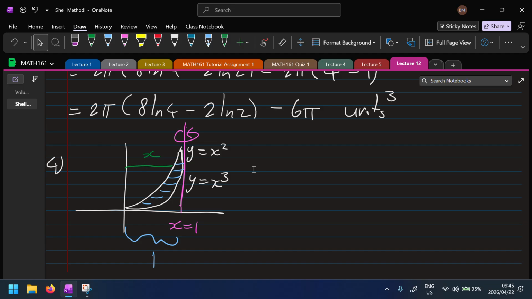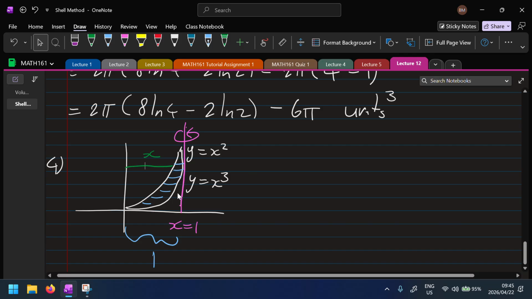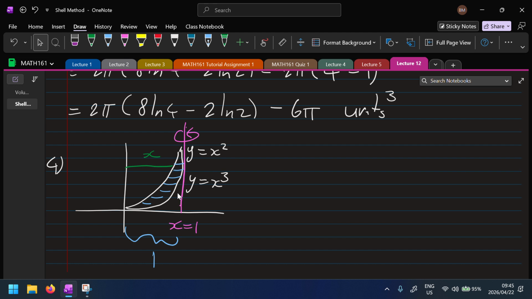Okay. For example, this one you can do using the washer method and the shell method. Maybe the shell method is easier to do. Maybe the washer method is easier to do. You'll need to figure that out. Okay.